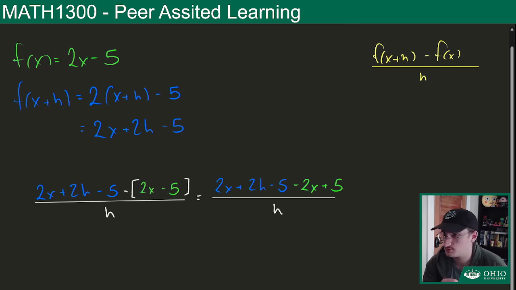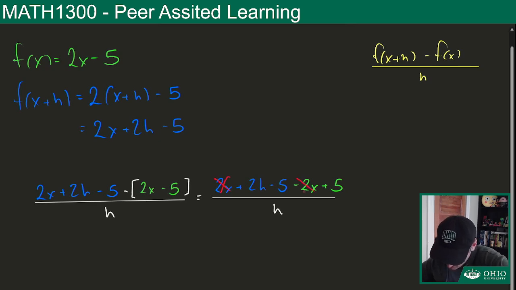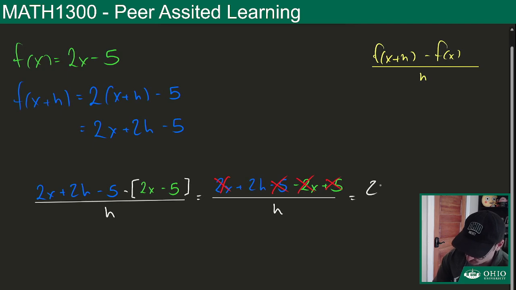Now what you want to do is look at what cancels. If I have an exact same term that just differs by a minus sign, those terms will cancel. So the 2x and the negative 2x cancel. The negative 5 and the positive 5 cancel. I'll stop using the color coding, but what's left over is 2h over h. And this pretty clearly cancels into just being 2. And that is the solution to our difference quotient.